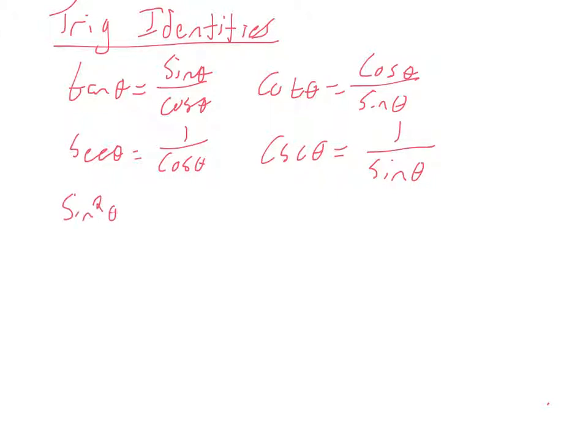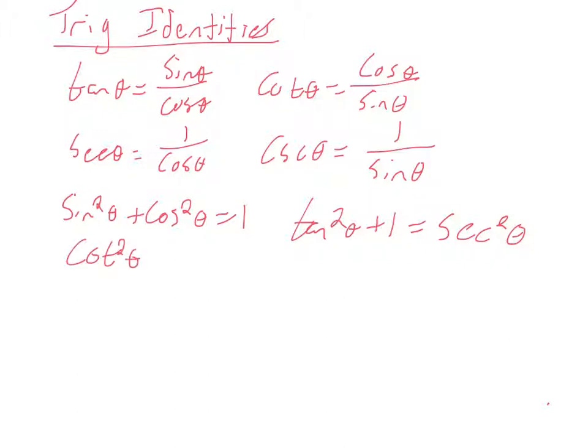We had the Pythagorean identities from the other day. Sine squared theta plus cosine squared theta equals 1. Tan squared theta plus 1 equals secant squared theta. And then cotangent squared theta plus 1 equals cosecant squared theta.